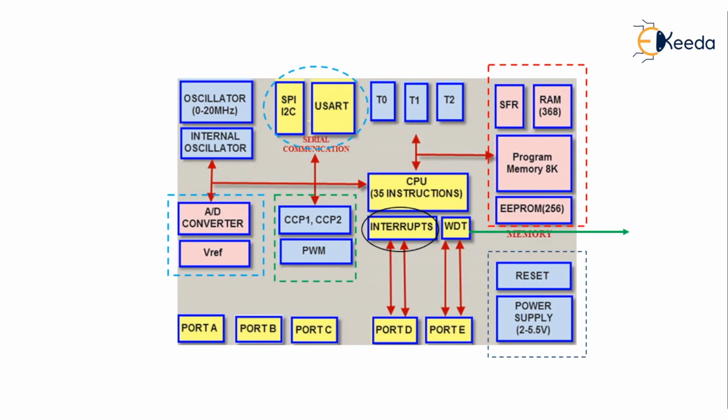SPI, I2C, some sensors come with these protocols. If you want a master slave combination, in that case you can use SPI protocol, where one microcontroller will be master and the other will be the slave. I2C protocol uses two wires. If you want to interface any memory externally, we can use these protocols.